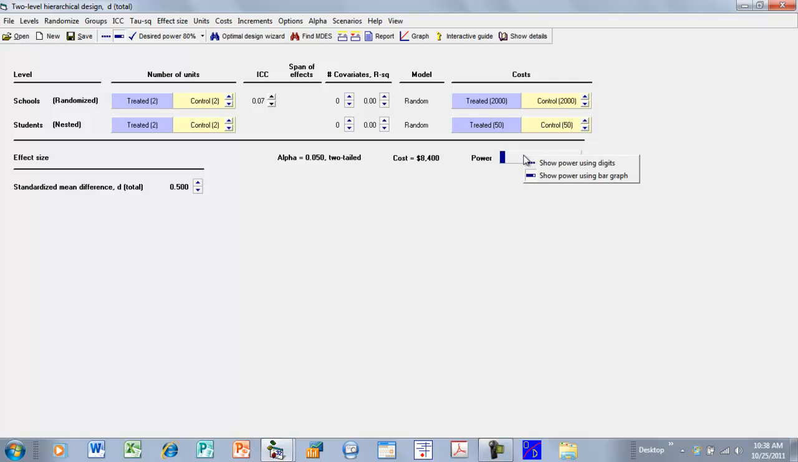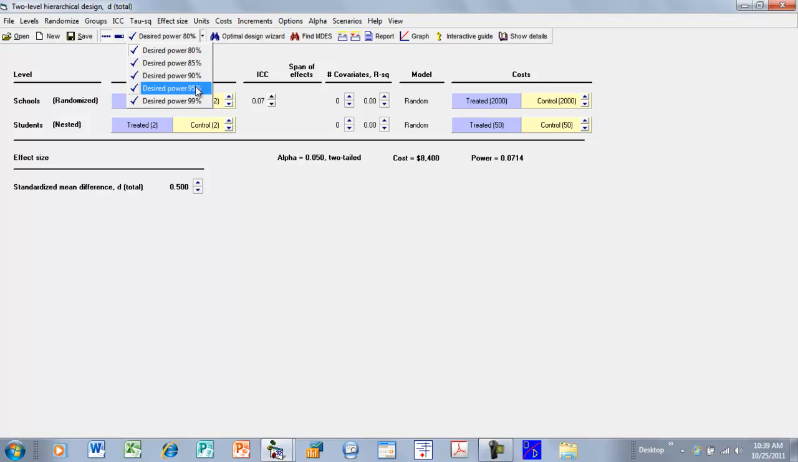Power is shown as a bar graph. We'll change that to be shown as digits. And with this setup, by default the program is showing an opening value of 2 schools for each treatment and 2 students within each school. With these costs, power is obviously only about 7%, and the study would cost about $8,400. The next thing we can do is to figure out how many schools and students we need to get power up to an adequate level.